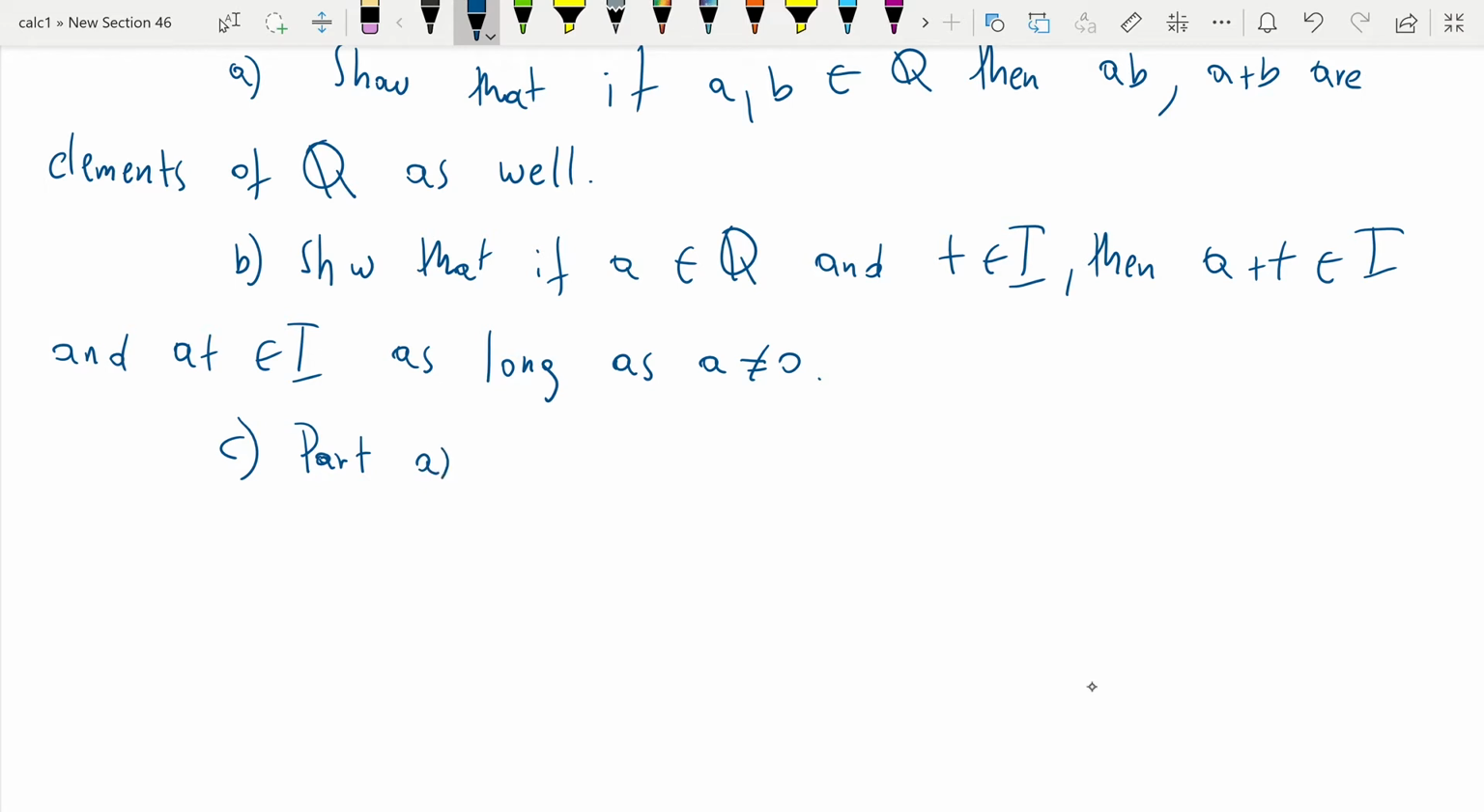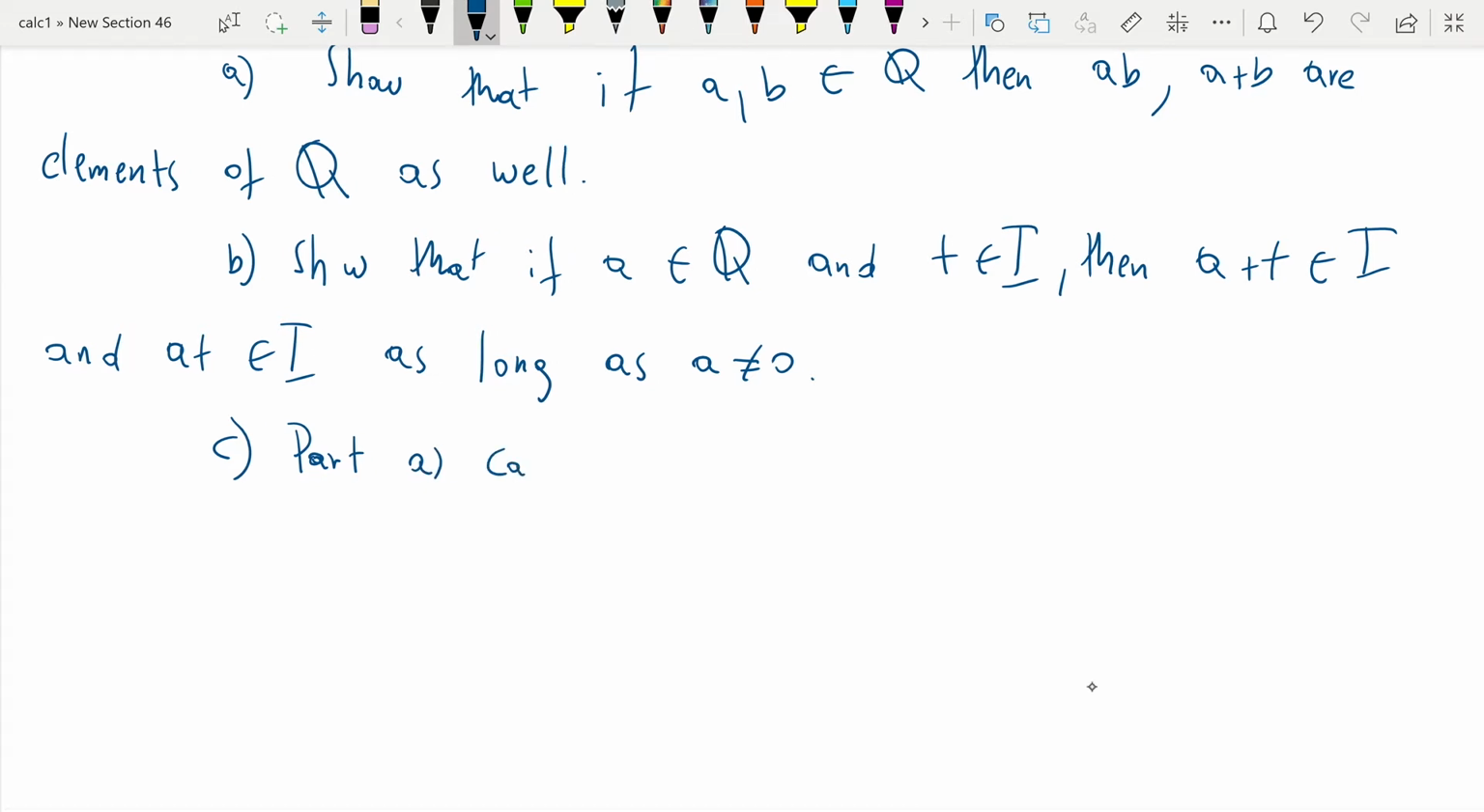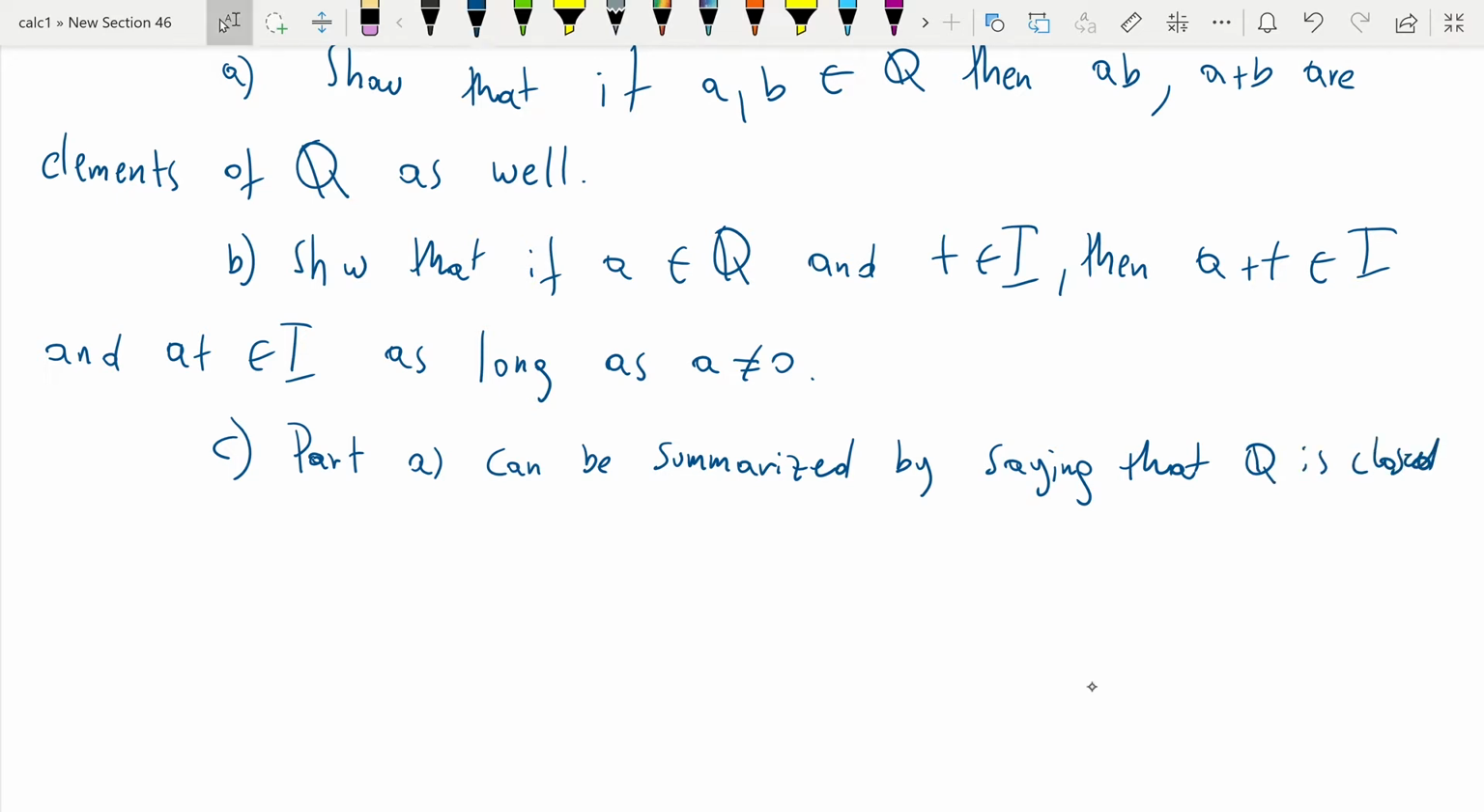So part A, as the book says, can be summarized by saying that Q is closed under addition and multiplication.